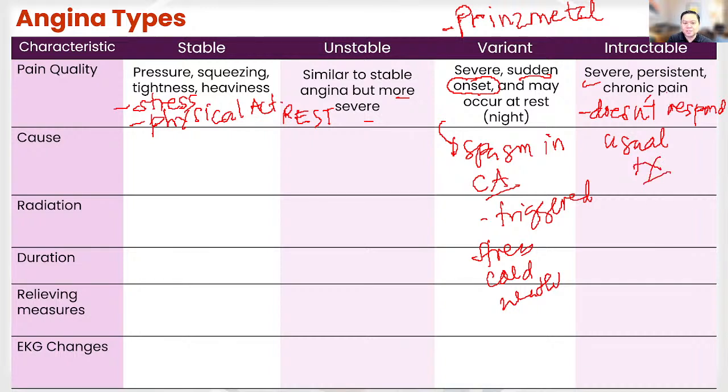So that's the characteristic about the intractable angina. Now let's talk about the cause here for the stable angina. What do you think would do that?